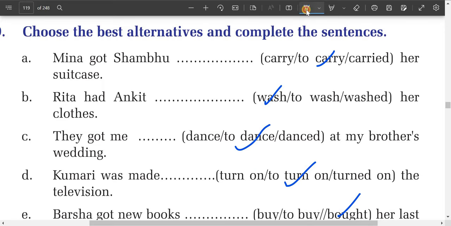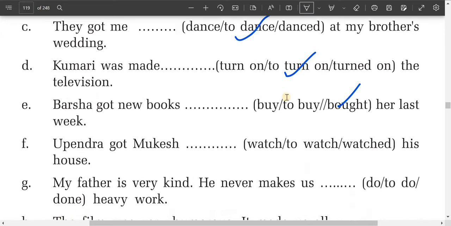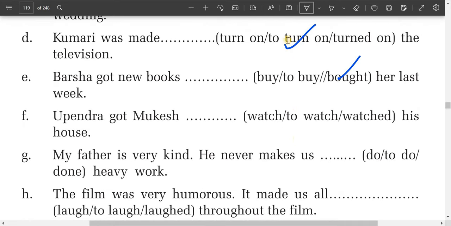Barsha got, okay. Next one is Upendra got Mukesh, okay, here to watch. My father is very kind. He never makes us do. The film was very humorous. It made us all laugh.